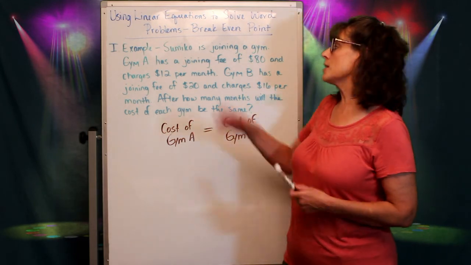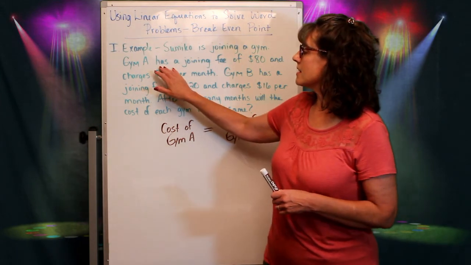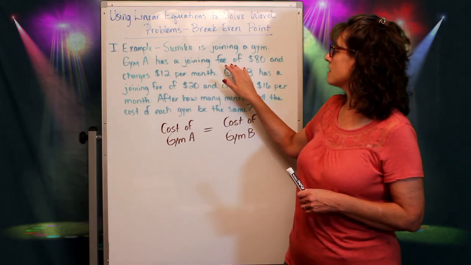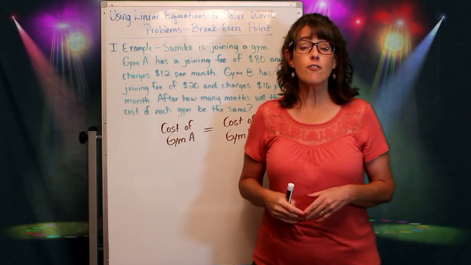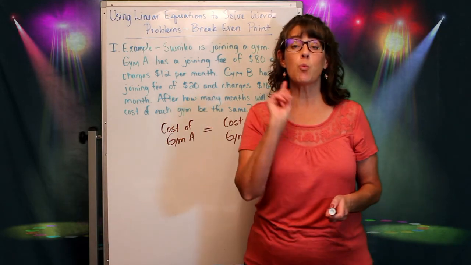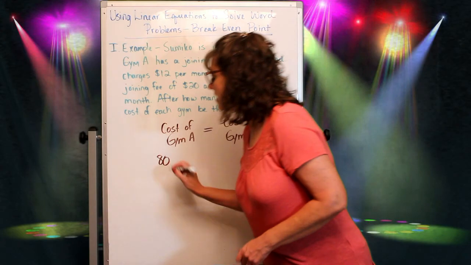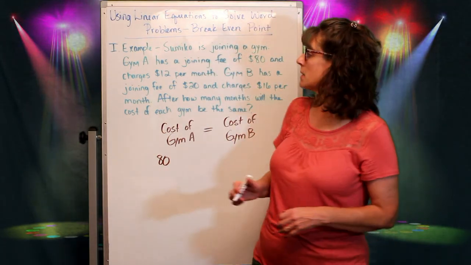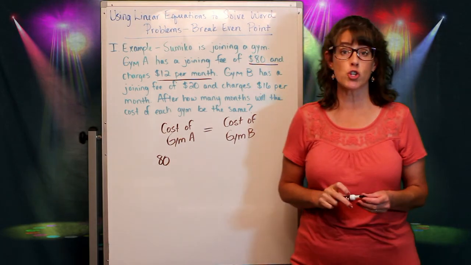Let's start with that first sentence. Well, this tells us that she's joining the gym. That's not really going to help. Second sentence says that Gym A has a fee of $80. Now that's a joining fee. So does that fee need to be paid over and over and over again? No, that is a one-time cost. So we've got this $80 cost here, but there's more to it because notice that it also says that there's a $12 per month charge.